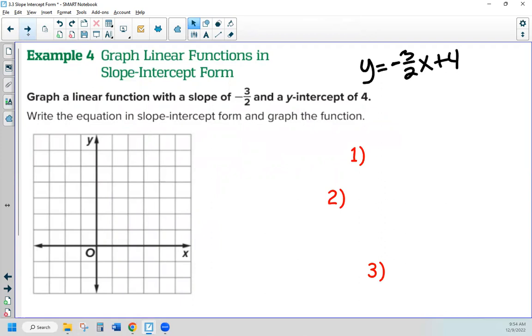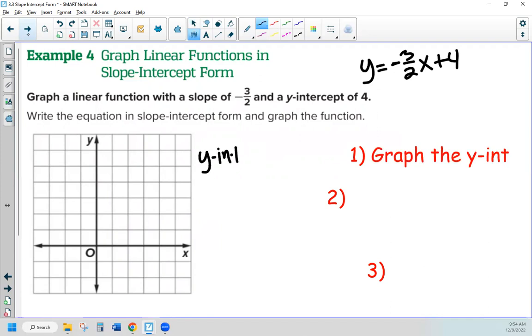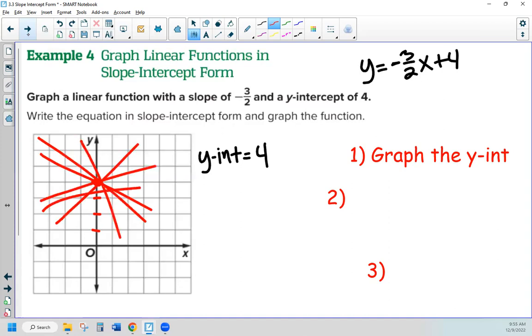Here are the 3 steps you need to follow. Step number 1, graph the y-intercept. What is the y-intercept? That's your step number 1. The y-intercept is 4. That is the first thing you want to do. So in your y numbers, you need to go to 1, 2, 3, 4. You need to put a dot right there. That is your y-intercept. I know for a fact that there is a line that is going to cross that dot. I don't know how that line looks, but it's going to cross that dot. So I know there's a dot there. Next.